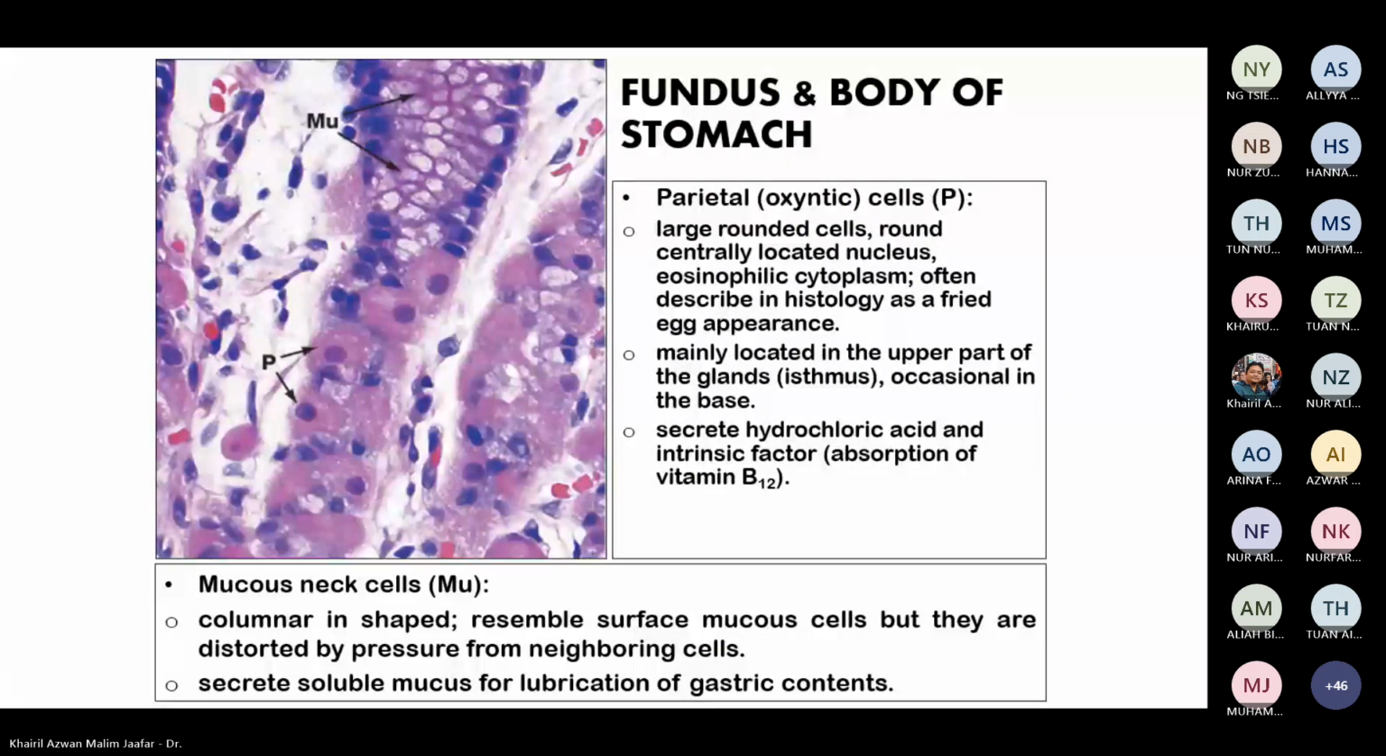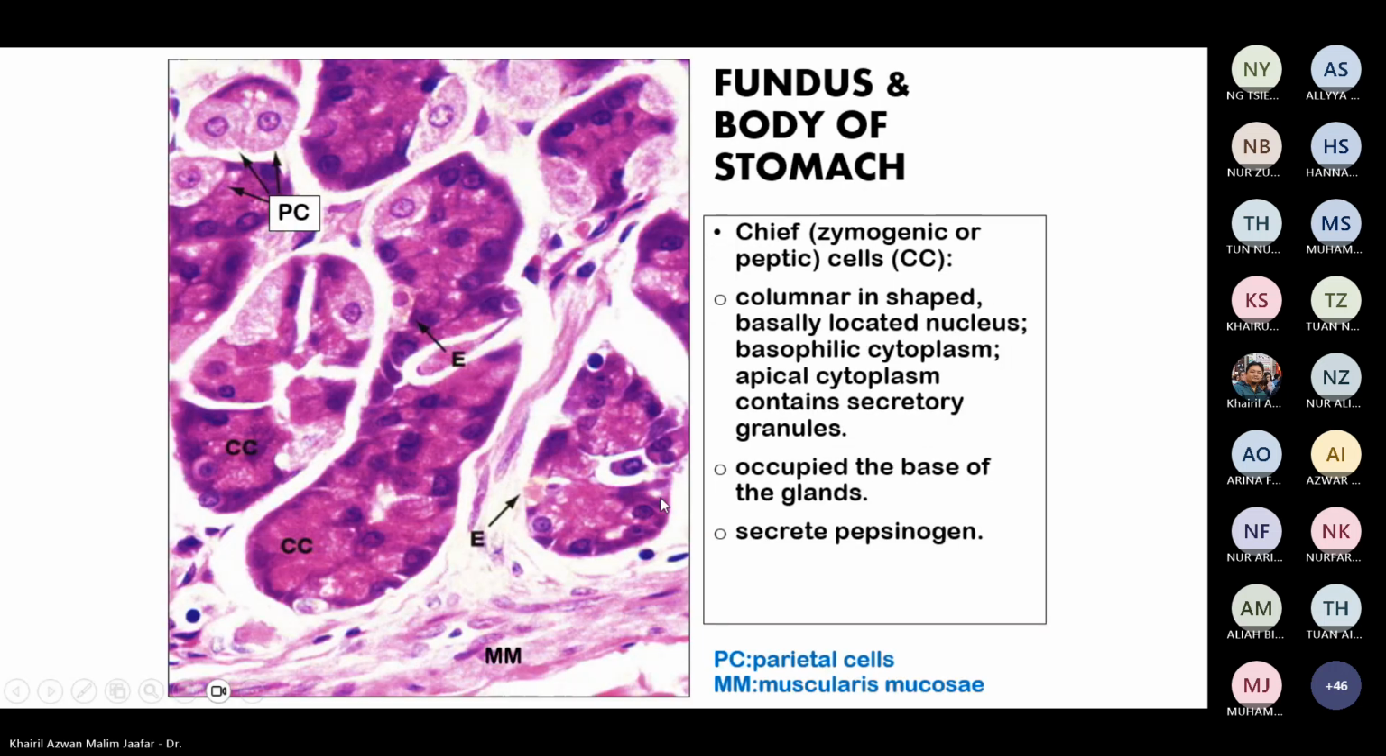Okay, parietal cells, how to describe them? They are described as a fried egg appearance. So you can see the fried egg with the yolk. A large nucleus, and also a pink colored cytoplasm. Those are the parietal cells which secrete hydrochloric acid.